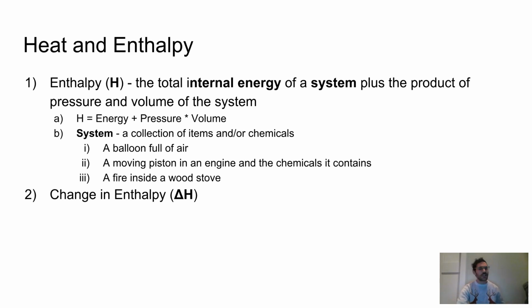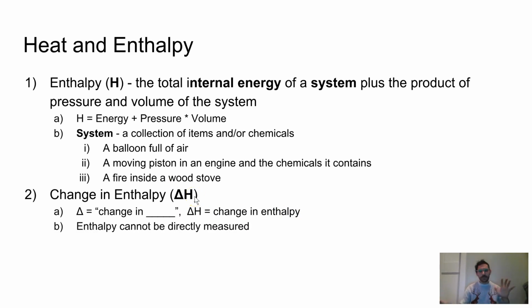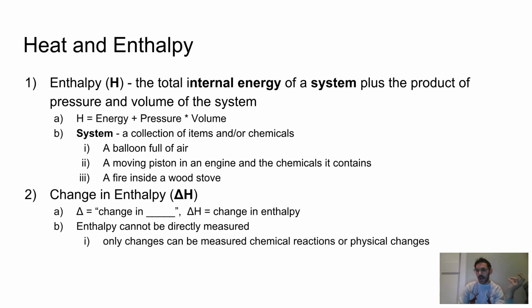So let's talk about changes in enthalpy, because this delta, we may have seen delta before, I believe we have, but just to be clear, delta means change in whatever. So delta H means change in enthalpy, because H is enthalpy. Well, enthalpy is a weird thing because we can't directly measure it. We can only measure changes in it during chemical reactions or physical changes.